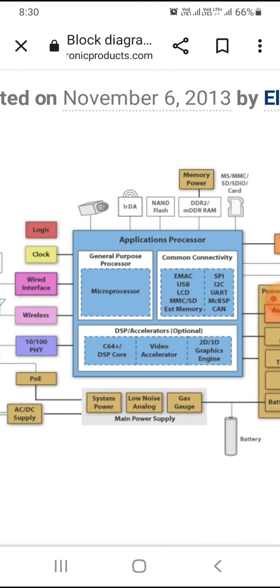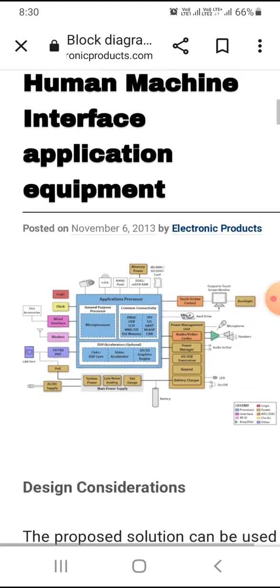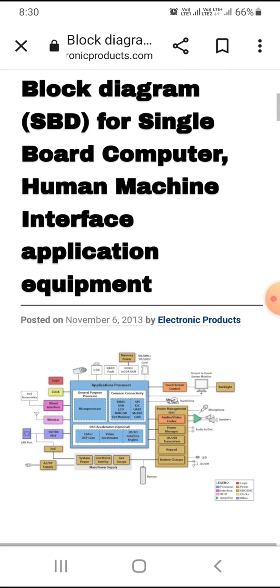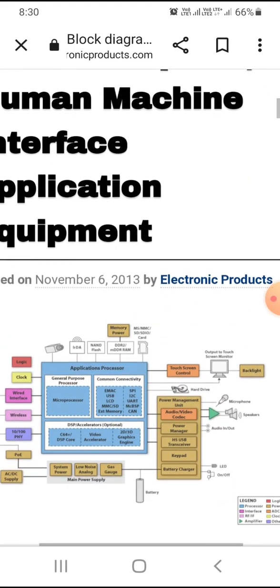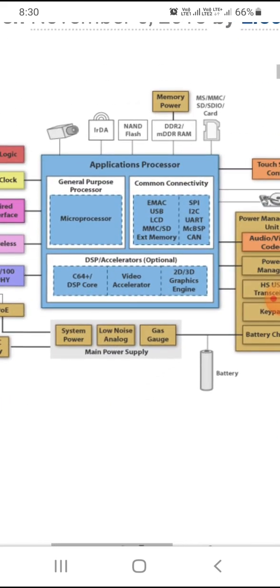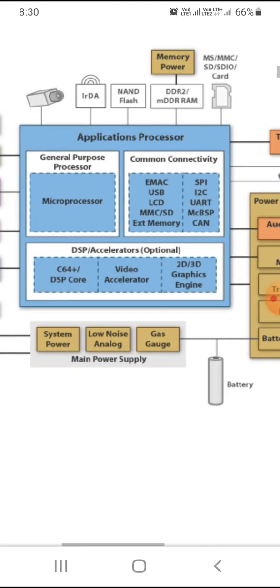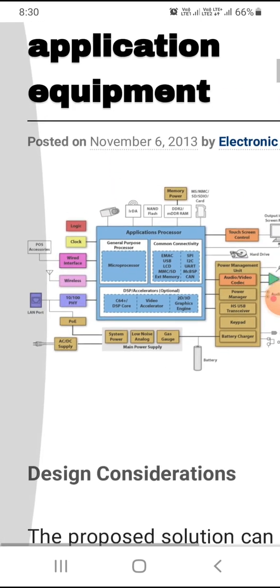This diagram shows us the single block diagram for the computer: the system power, low noise analog, a C64 DSP core, video oscillator, 2D 3D graphic engine, and then battery charger.